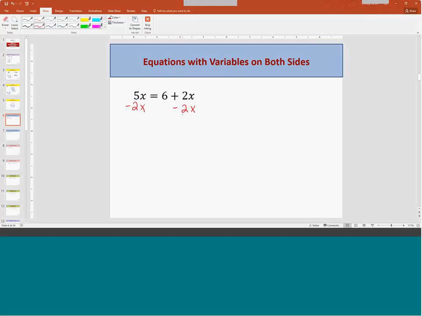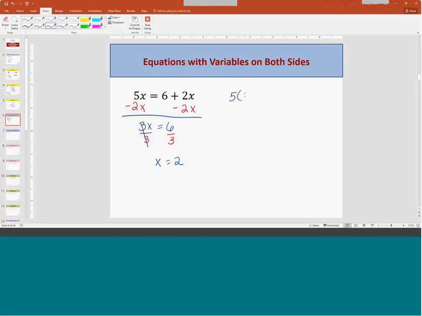That gets rid of one of my x terms so that I've only got a single term that has a variable in it. So 3x is equal to 6. Now it's a little bit easier to deal with. Now, in order to solve, I'm going to divide by 3 to get rid of this 3 multiplied to my variable. So 3 over 3 becomes 1. x is 6 divided by 3, which is 2. So there's your final answer.